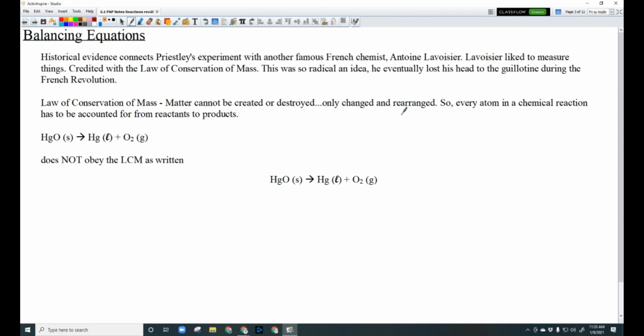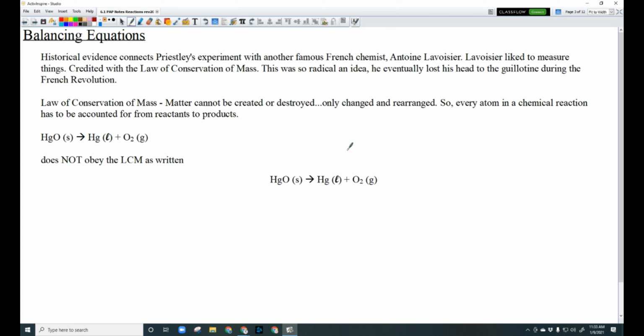Well, back to the law of conservation of mass from Lavoisier. The law of conservation of mass says that matter cannot be created or destroyed, only changed and rearranged. So every atom in a chemical reaction has to be accounted for from the reactant side to the product side in equal numbers of atoms.